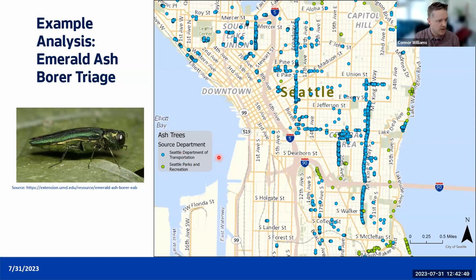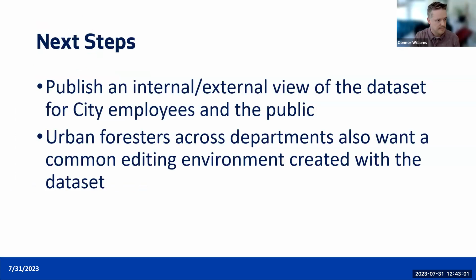And here we're just color coding by contributing departments. You can see there are some major thoroughfares through the city where most of the street trees along a given thoroughfare would be affected by a pest like this.